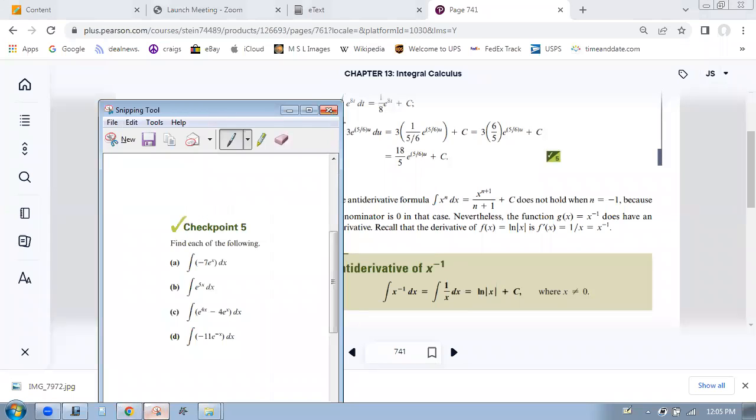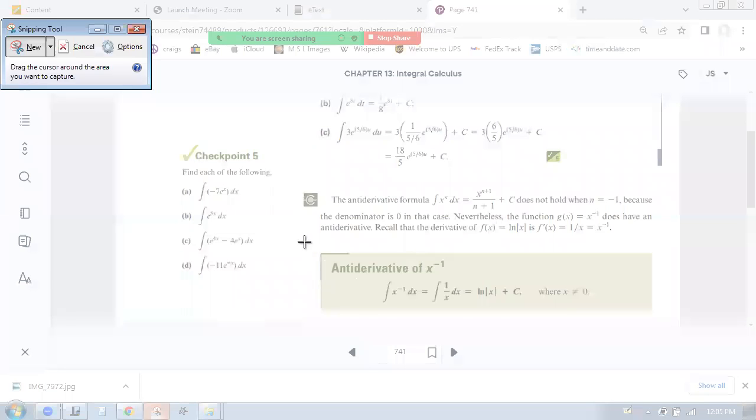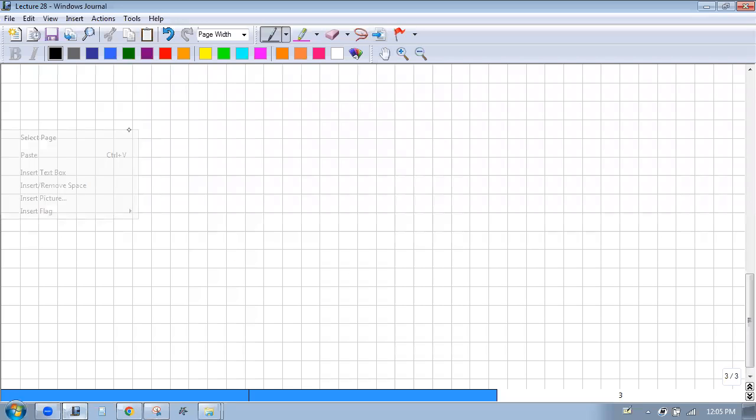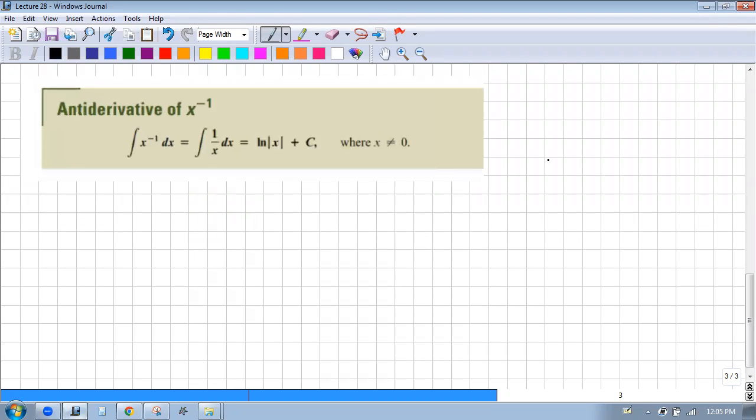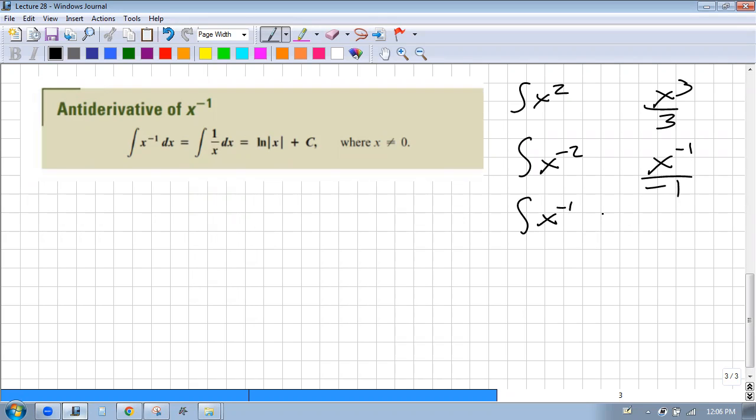Y'all are good at the power rule. So here we finally get to this guy. All right. So y'all remember that, right? The integral of x squared would be x cubed over 3, right? Or the integral of x to the minus 2 would be x to the minus 1, right? But there's this issue whenever you have x to the minus 1. If you try to use that power rule, you'd be like, okay, add 1 to the exponent and then divide by the exponent, right? You can't divide by 0, right?